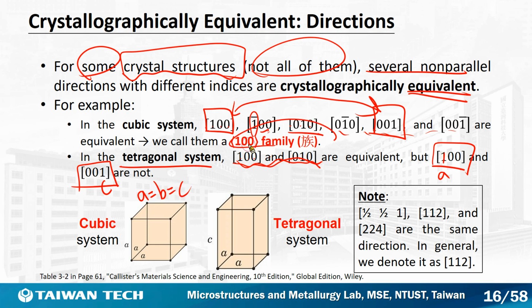So we can draw it as a family of planes. But for tetragonal, a equals b not equal to c. So this one and this one cannot be considered the same. And also for the directional indices, one half one, 112, and 224 are actually the same, but we will write it as 112.